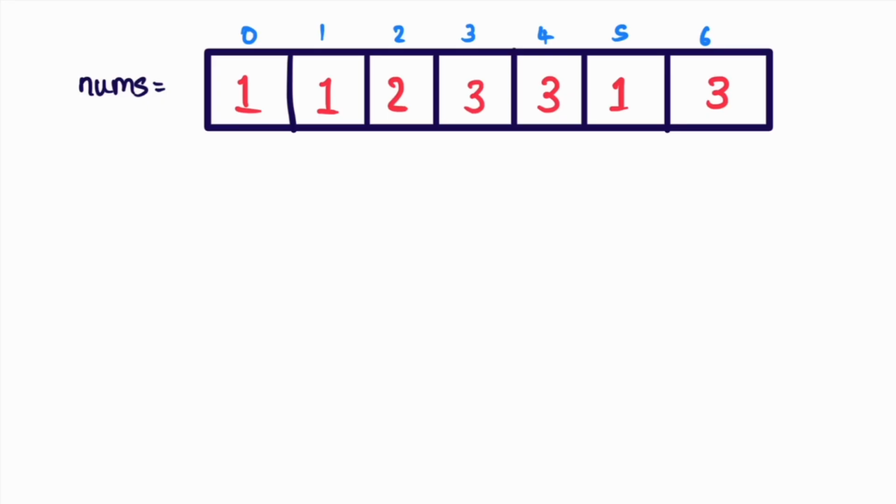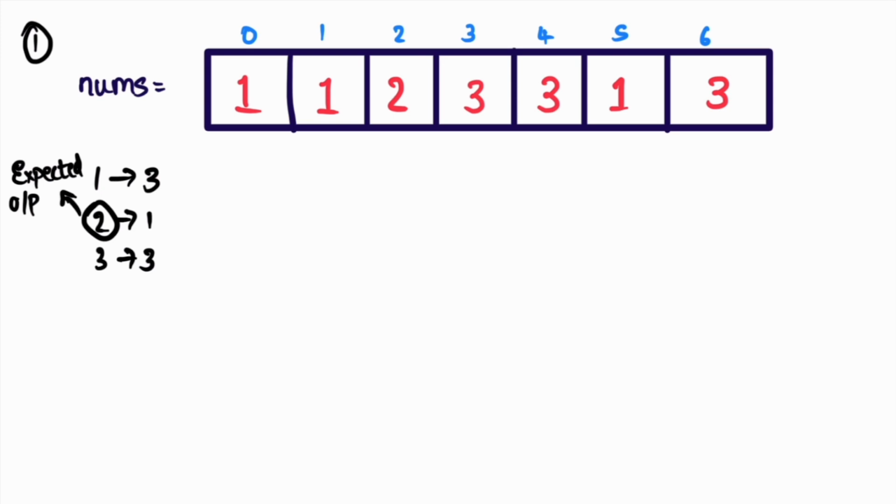Let's take this example. Now that we can't use any extra space, we have to find the solution in place. In this case, 1 is appearing 3 times, 2 is appearing 1 time, and 3 is appearing 3 times. It is not very common to think of using bit manipulation to solve this question.